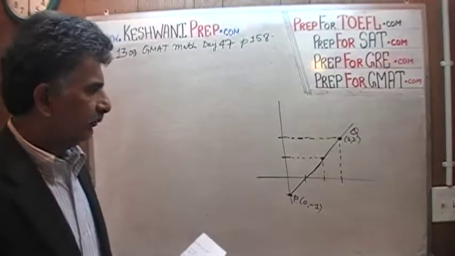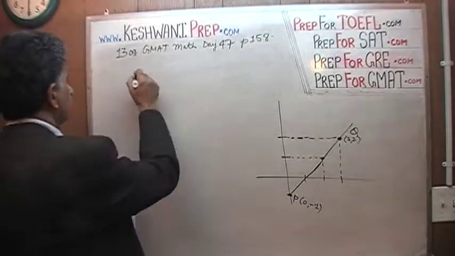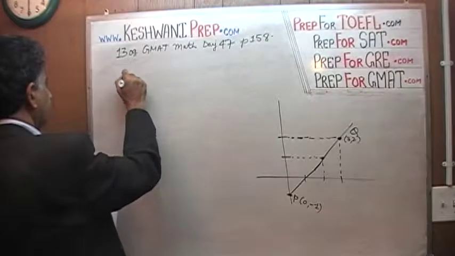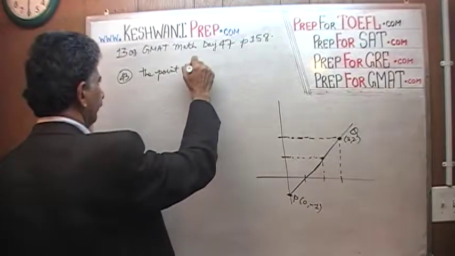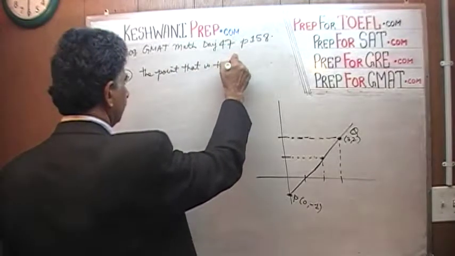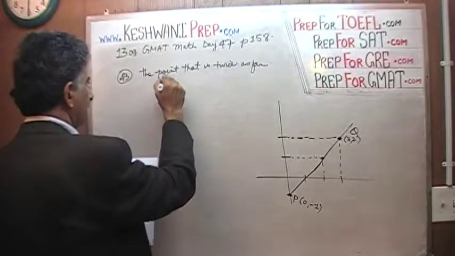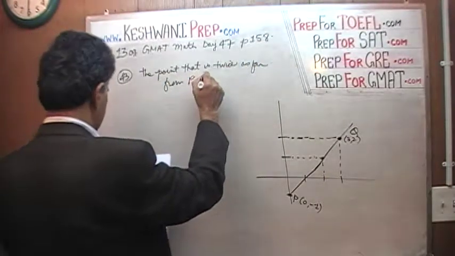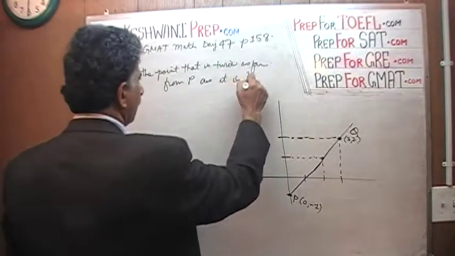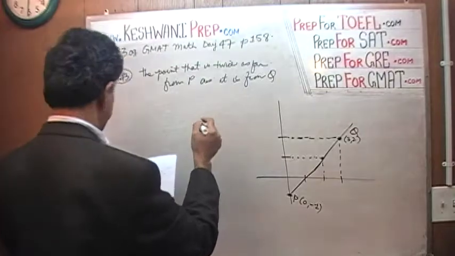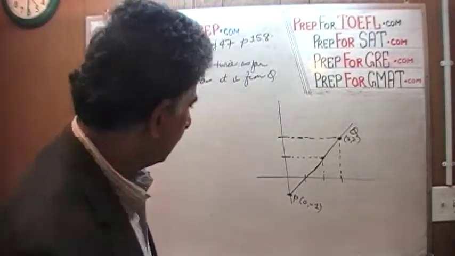The question is very simple, very straightforward. The question is: the point that is twice as far from P as it is from Q, what is that point? Well, as I said, it's very simple, very straightforward.